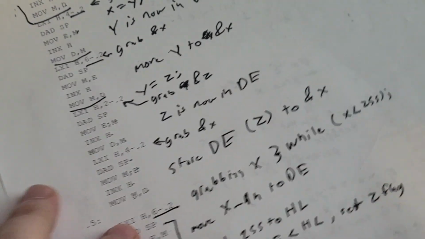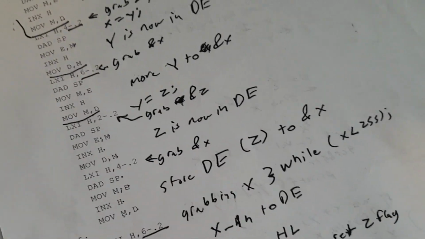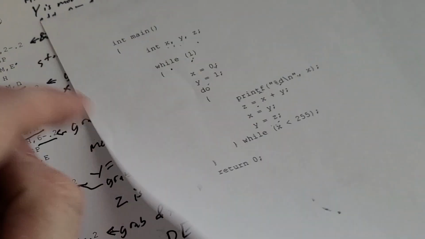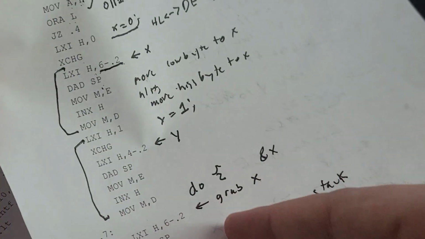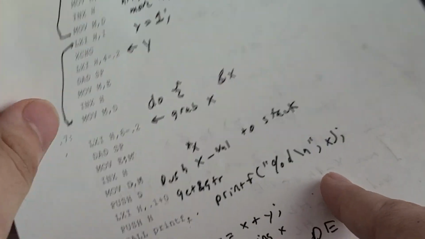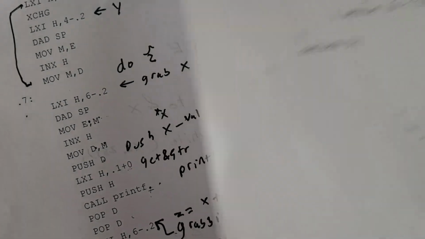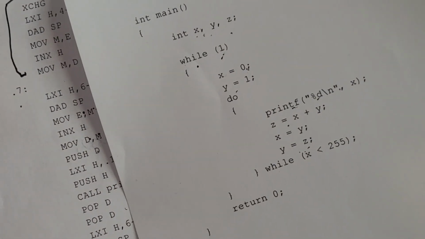And that is it. We have taken this C program, compiled it using Aztec C Compiler, and then turned it into this assembly. And we have deconstructed this assembly code to see exactly what corresponds to what with this.